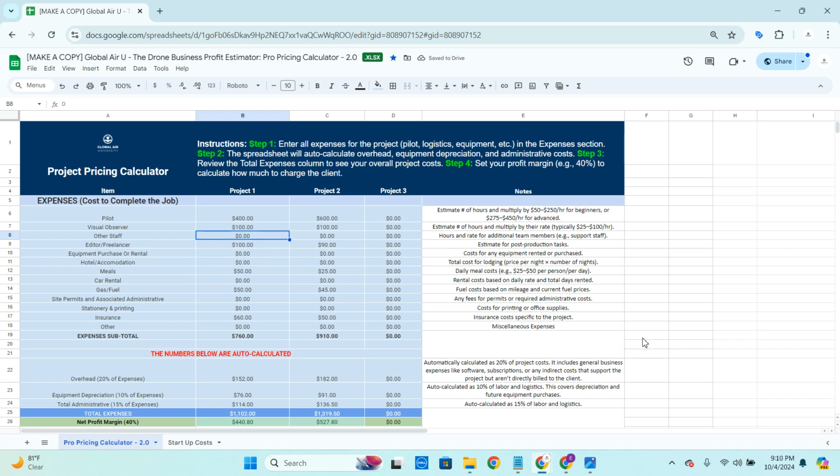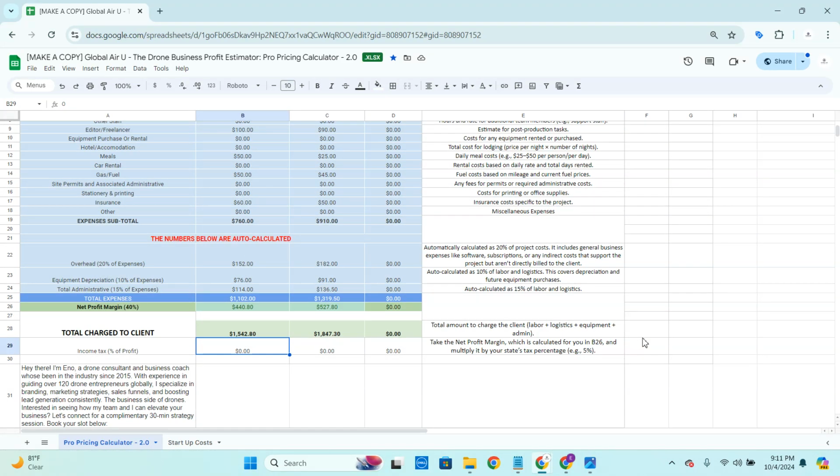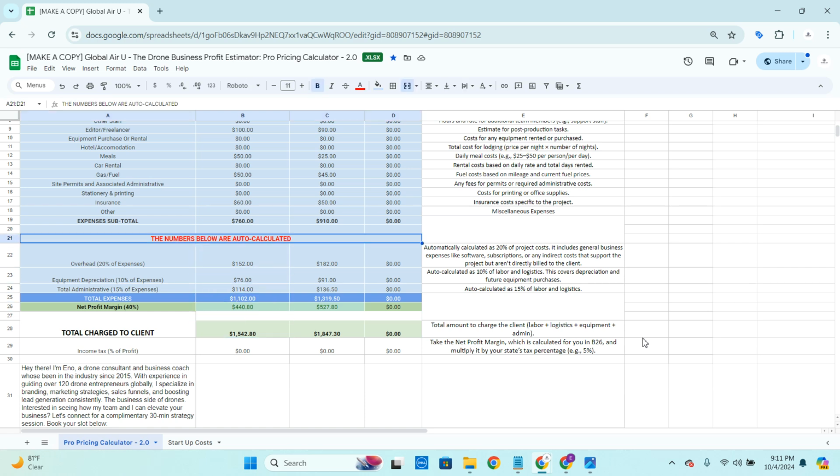All right. So we have our subtotal is 760, and remember, after we get our subtotal, we still need to add in for overhead. We need to add in for equipment depreciation, and we need to add in for any administrative work that goes into actually doing this job and getting the job. So now we have a total expense of about 1,100, and if we add in a 40% profit margin on top of the expenses, that gives us an additional 440, and then that means we would charge the client about $1,500 for those 4 hours, right?